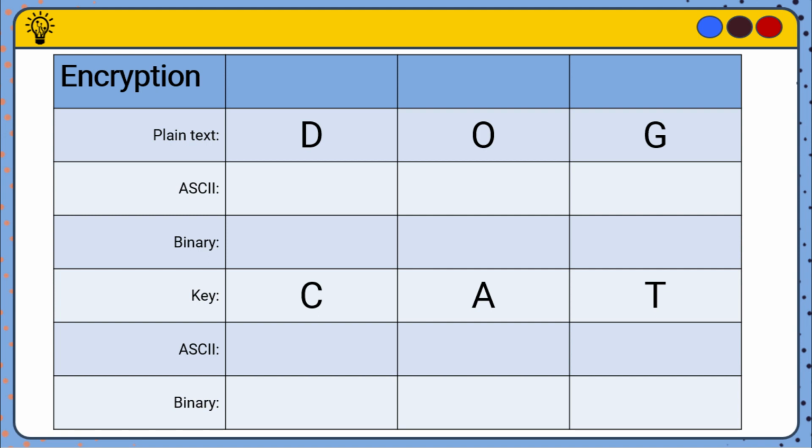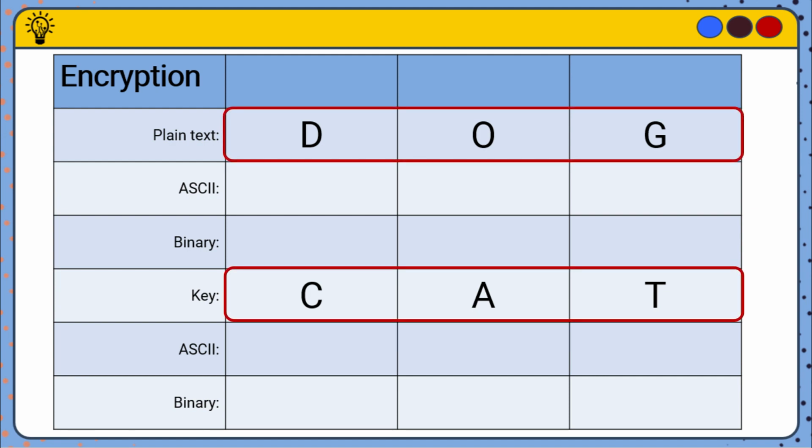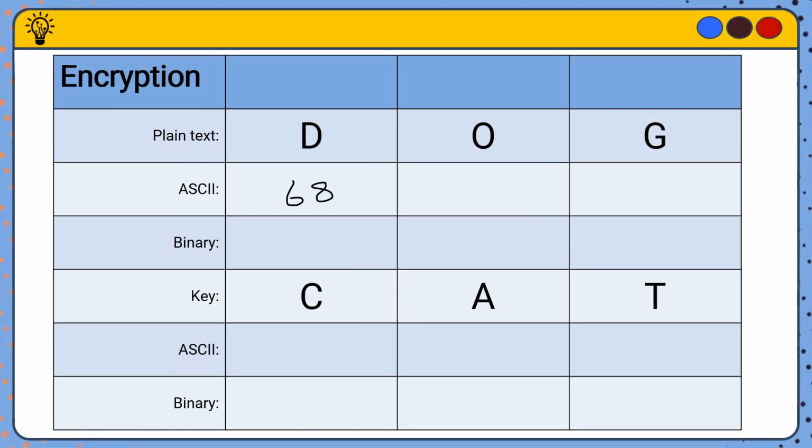So I'm going to bend the rules a little bit by using a key that's not random. In this example, we're using dog as our plain text and cat as our key. Step two is to convert each letter into its ASCII number and then into binary.